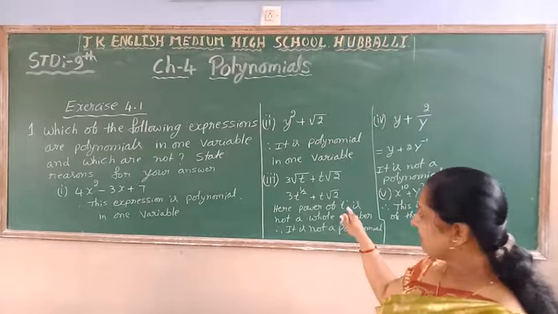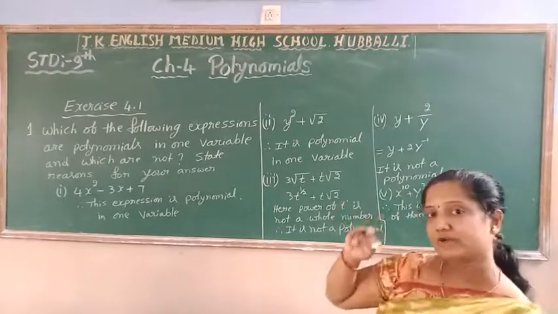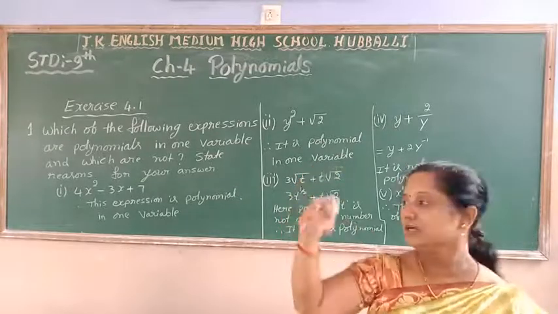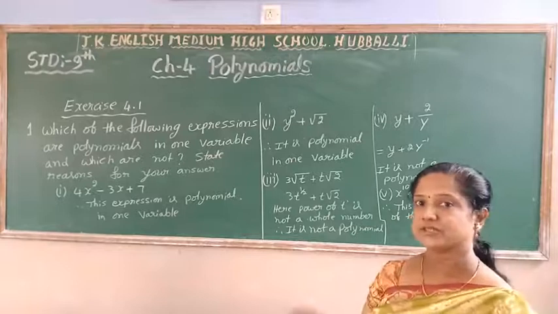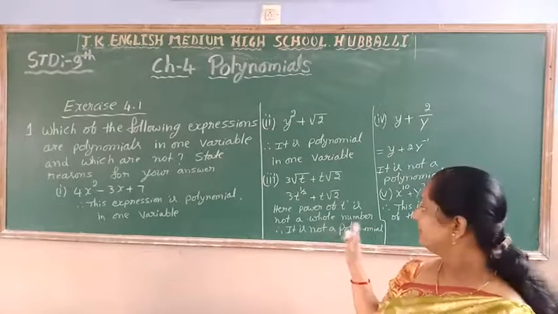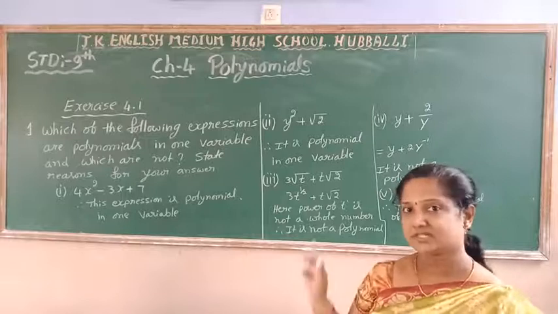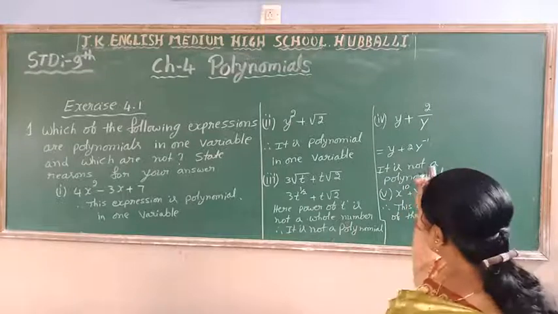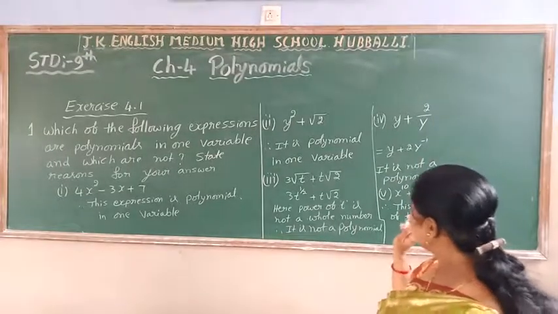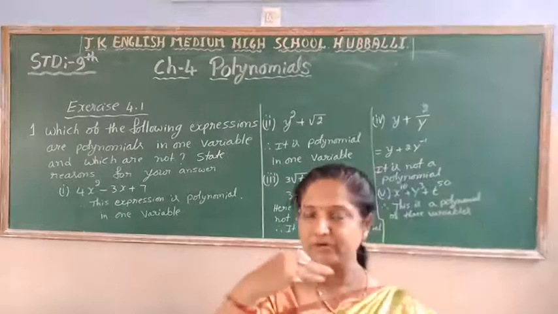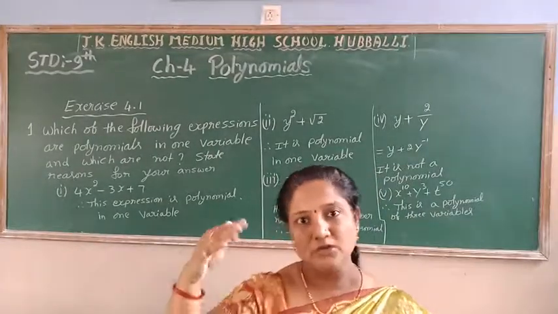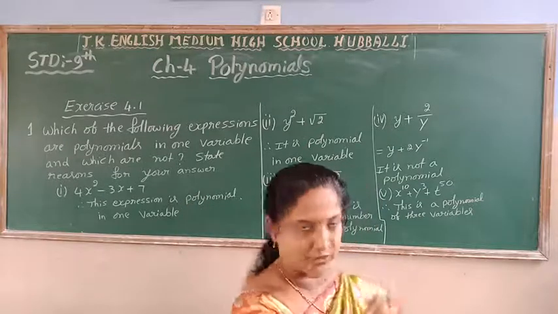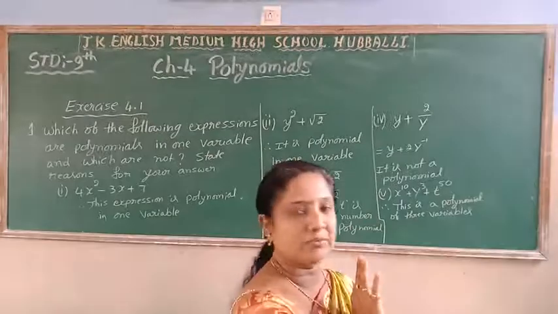The third one, you observe after simplification, t to the power root 3 into root t is there. Root t I can write as t to the power half. So the power becomes a fraction. It is not a whole number, so it is not a polynomial. One variable is used, but it is not a polynomial because a whole number is not there in the place of power. And the fourth one, y plus 2 by y. You have to write it according to the general form of polynomial. 2 by y means 2 into y to the power minus 1. Here the power has become negative, which means it is not a polynomial.